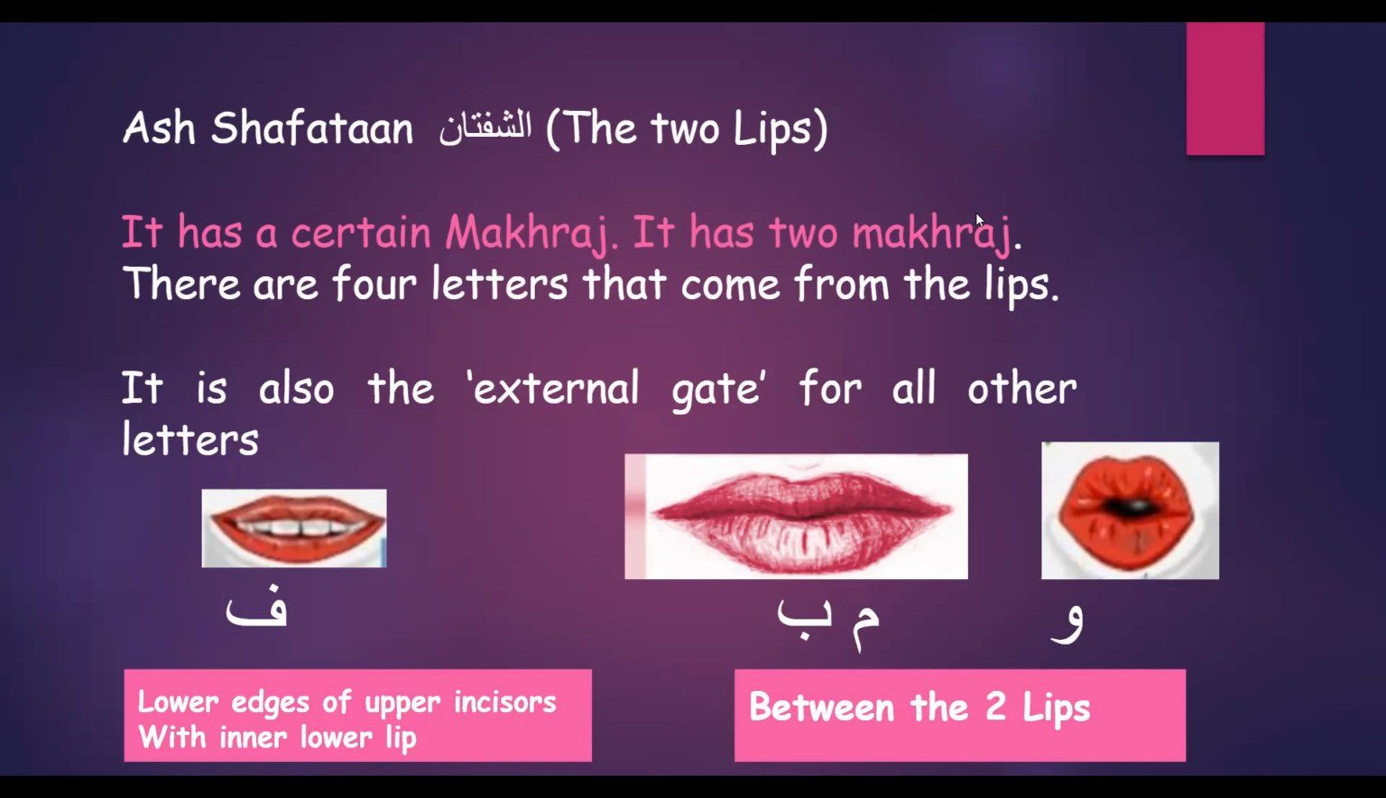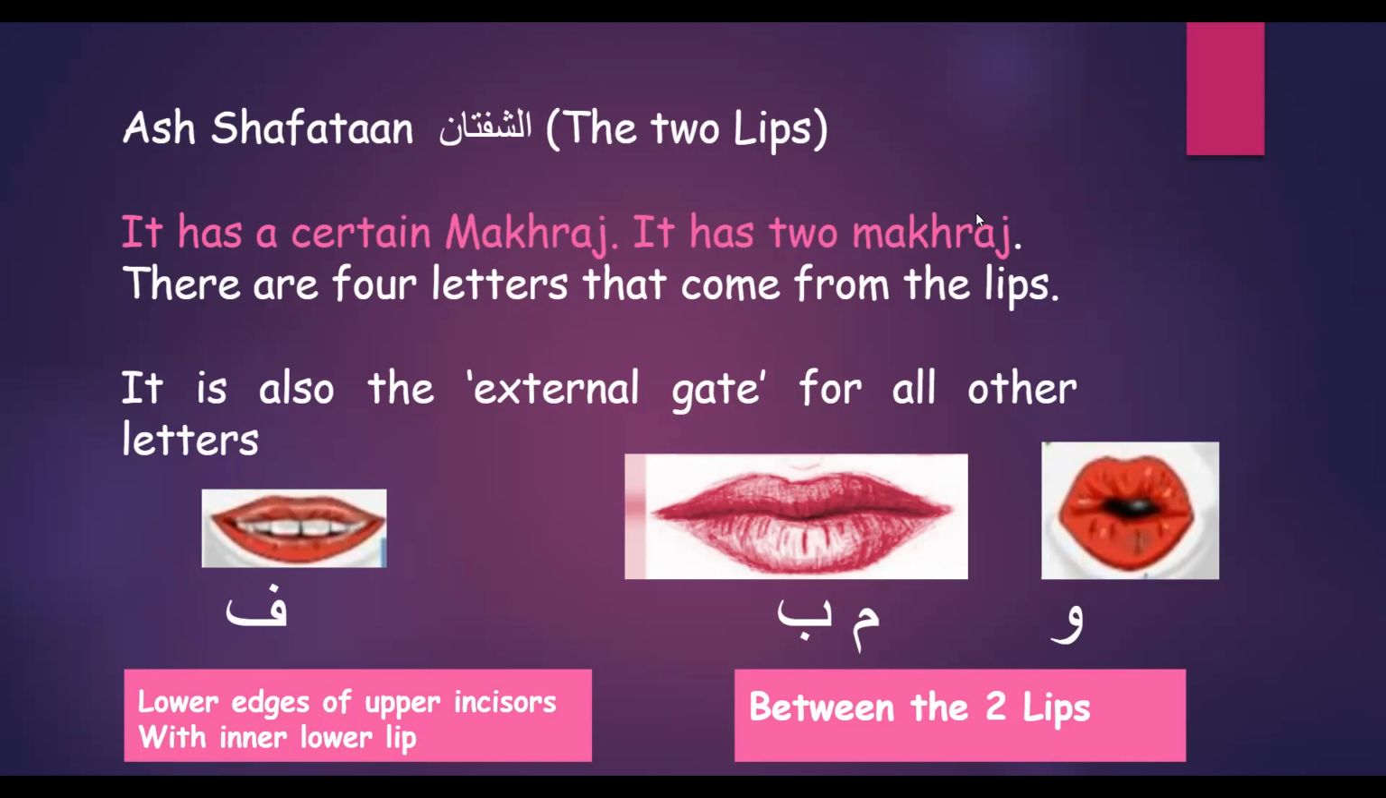For the letter waw, we need to round and encircle our lips to pronounce it. Wow, the lips will contract. Wa, wi, wu. For the letter mim and the ba, the 2 lips will be meeting together. Mim, ba. And as I said, for the fa, the lower edges of the upper incisors with the inner lower lip.